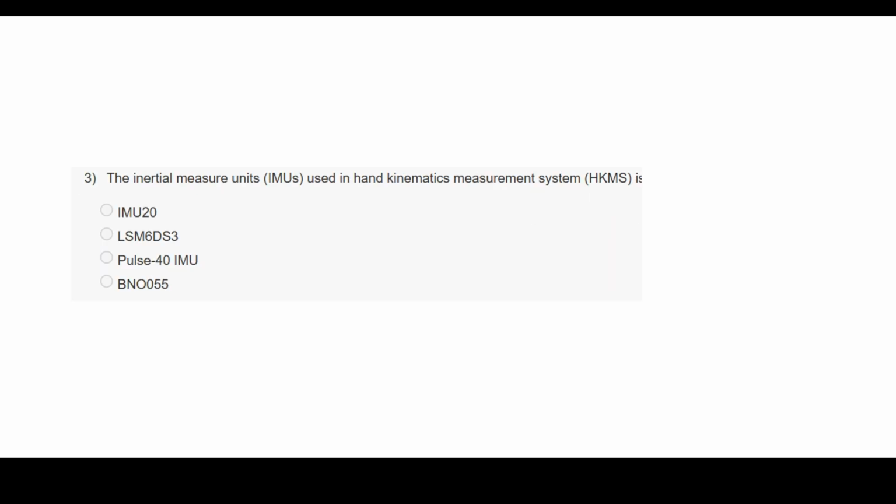The inertial measurement units (IMUs) used in the hand kinematics measurement system (HKMS) are: IMU 20, LSM 60, S3, Pearls 40, IMU, BNO 055. Answer is BNO 055. Correct.